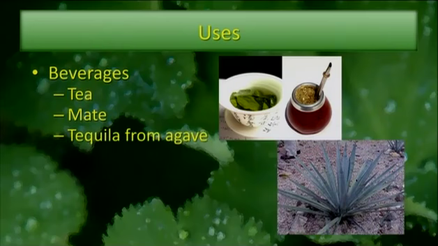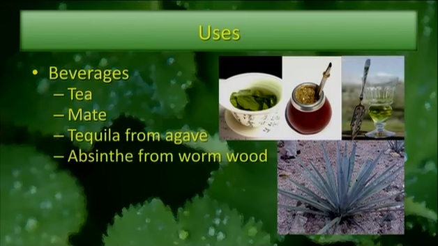Tequila, everybody knows tequila, comes from agave. Absinthe, which has enjoyed a resurgence recently, is from wormwood. Absinthe has a lot of romanticism attached to it, because absinthe was popular in the cafes of Paris during the time of the Impressionists.